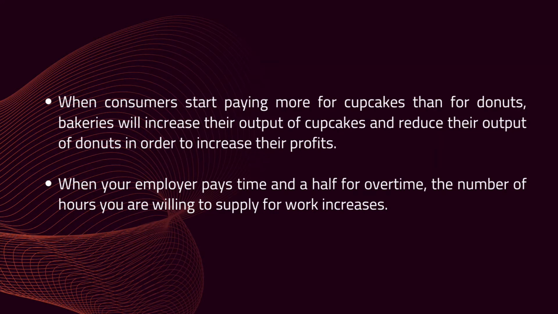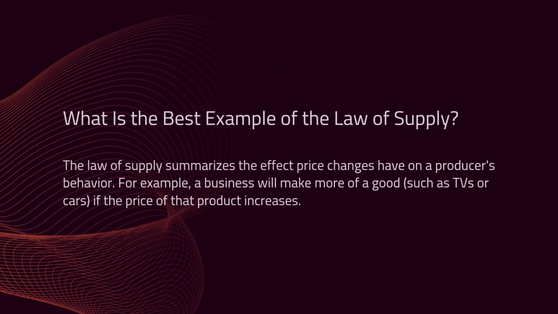When your employer pays time and a half for overtime, the number of hours you are willing to supply increases. What is the best example of the law of supply? The best example is that the law of supply summarizes the effect price changes have on a producer's behavior. For example, a business will make more of a good such as TVs or cars if the price of that particular product increases. These are some of the examples.